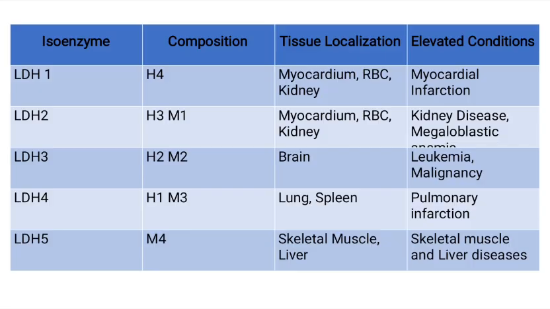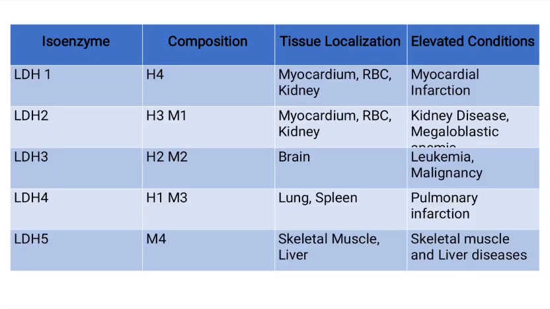Coming to the tissue localization, LDH1 is majorly located in the myocardium, RBC and kidney. LDH2 is also located in myocardium, RBC and kidney, whereas LDH3 is very specific for brain, LDH4 is specific for lungs and spleen, and LDH5 for skeletal muscle and liver.